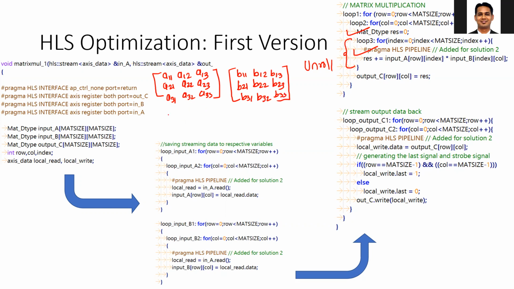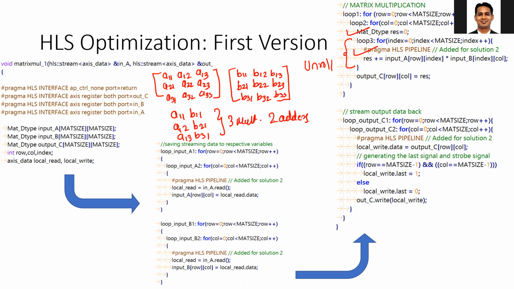Now you can see that if you want to parallelize and unroll the loop 3, that means you need to perform A11 and B11 simultaneously. Then you need to perform A12 and B21 simultaneously, and you need to perform A13 and B31 simultaneously. I'm talking about the first iteration, when row is equal to 0 and column is equal to 0. That means you need 3 multipliers, and also you need 2 adders. So these are the things you need to do. So that means you need more resources.